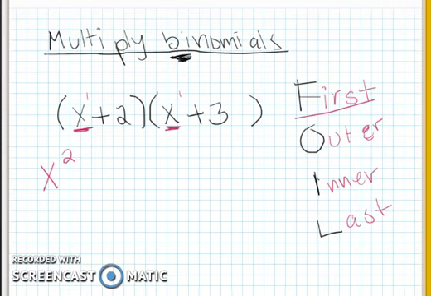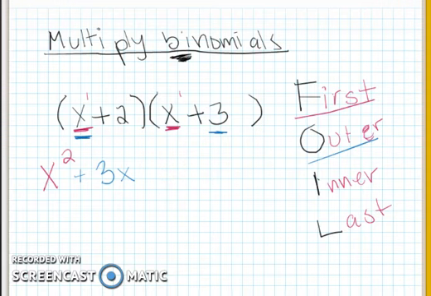Next, we're going to go to outer. The outer pieces are the ones on the outside. So the outer pieces are x and 3. Notice they're on the very outside. X times 3 is going to be 3x.